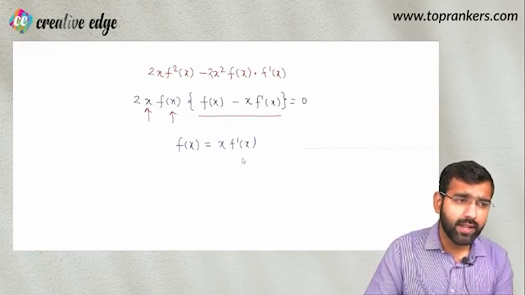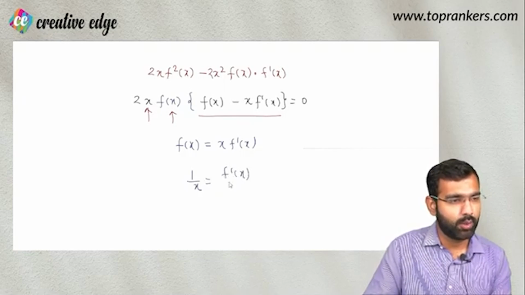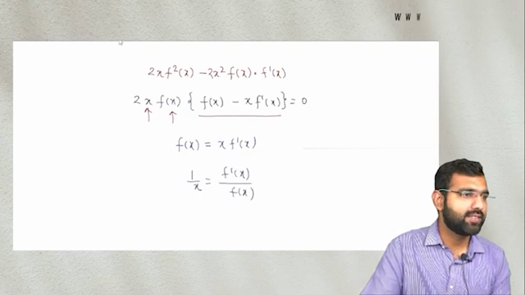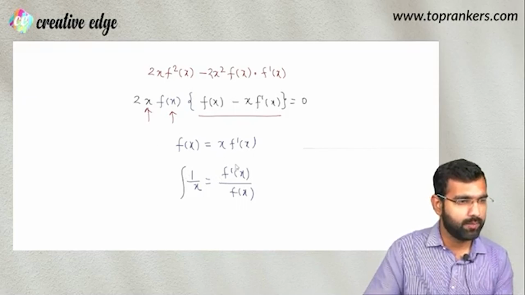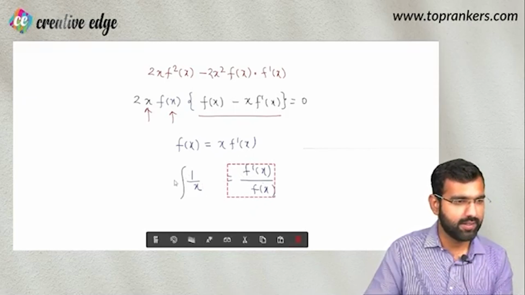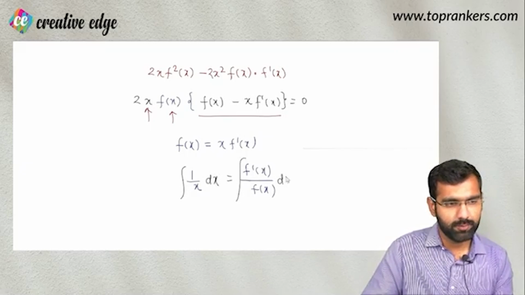Yes, I'm bringing x here, f of x here, so this is 1 upon x equals f dash x upon f of x, right? What I do next is integrate both sides, so I'm putting the sign of integration here and I'm going to put the sign of integration on the other side as well. You just need to give me a moment. This is going to be dx. There also I'm putting the sign of integration.